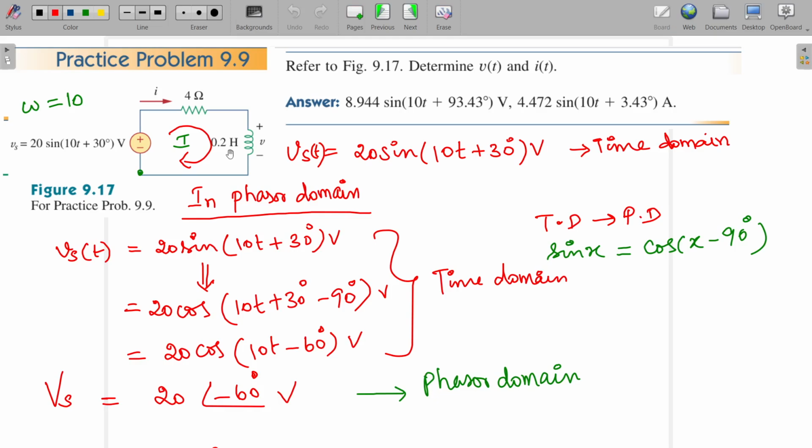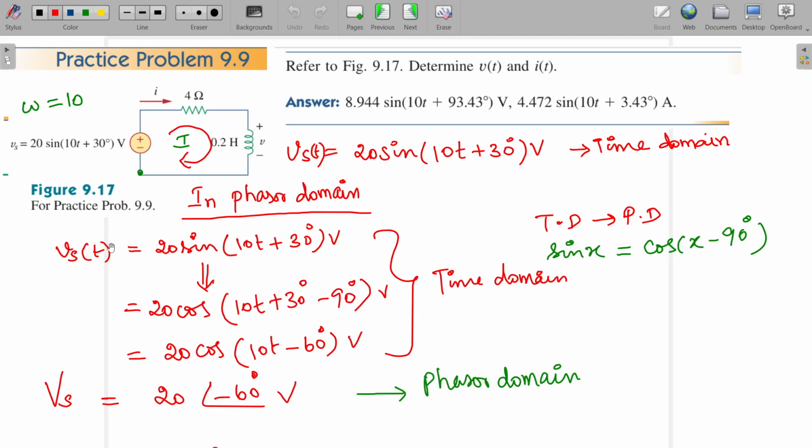and we are asked to find this I and also the voltage across this inductor. If you refer to this Vs, it is given in the time domain. Vs(t) we can write like that, equal to 20 sin(10t + 30°) in volts. So it is in the time domain, but we want to proceed with the phasor domain.